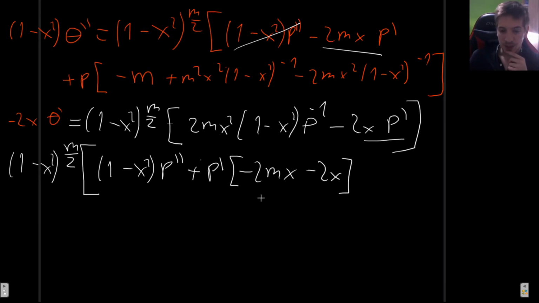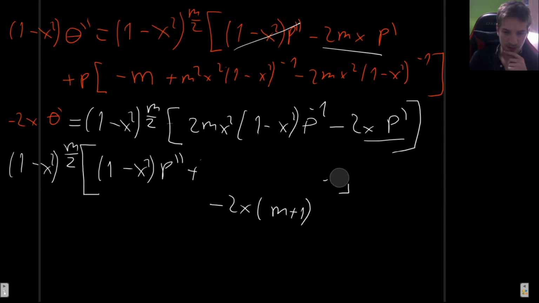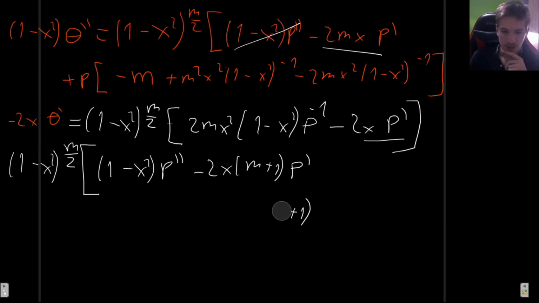And well, what can we do here? We can factor minus 2x, so we get minus 2x times m plus 1. So I'm going to get rid of this and write it as, oh, I need to get rid of the plus 2, minus 2x times m plus 1 times p prime. Okay, so it's already looking a bit more compact.